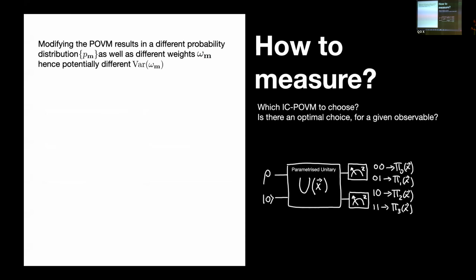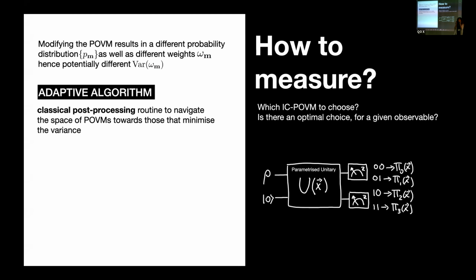Now, how do we use this for an adaptive measurement protocol? So we introduced the Monte Carlo template. What else can we do? Well, it's important to notice that the choice of the measurement that we perform given a certain observable may be more or less optimal. Depending on the type of observable, you can have better types of measurements to extract this information. In general, modifying the P of M results in a different probability distribution, and therefore in different weights, and therefore in different variances in the estimate of the Monte Carlo integral. However, the nice thing is that you can use just classical post-processing to navigate the space of all the possible generalized measurements towards the one that is optimal, that minimizes the variance for your observable.